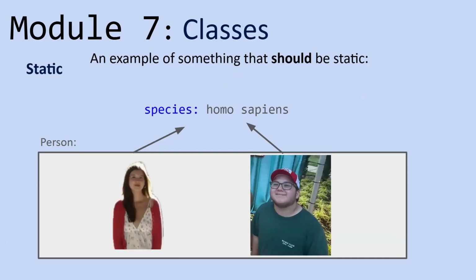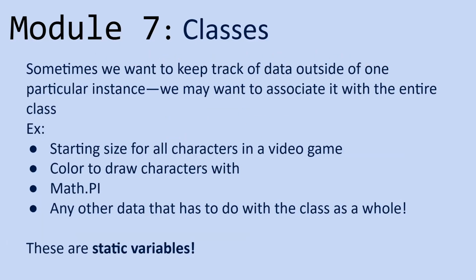But there's some things that should be static because they're the same for everyone or every object in that class. So all objects in the person class have the same species, Homo sapiens, and that makes sense. So that's something that should be static for sure. Any other property that would apply to all objects in that class should be static. And so sometimes we do want to keep track of data outside of one particular instance, and so we would want to associate it with the entire class.